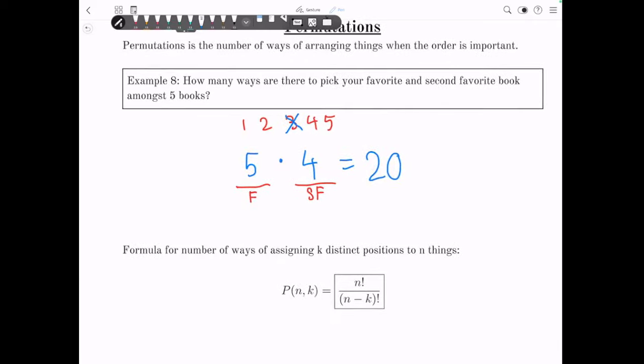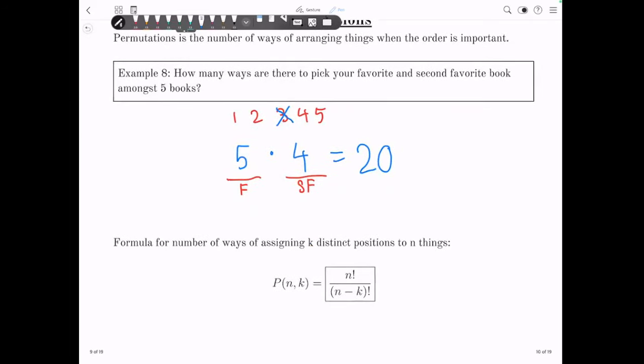Now let's look into the formula for assigning k distinct positions to n things, the formula that we can apply to these types of problems. The formula is P(n, k), and don't worry about this notation. It basically just means the number of ways to assign k distinct positions to n things. If you want, you can ignore this for now, it's just a notation that's used. Just remember that this is the formula, and it's n factorial over n minus k factorial.